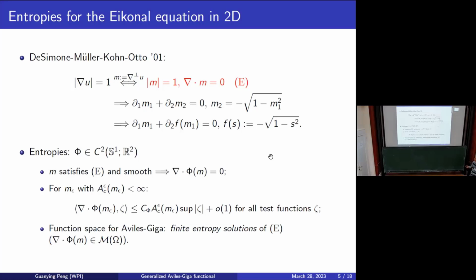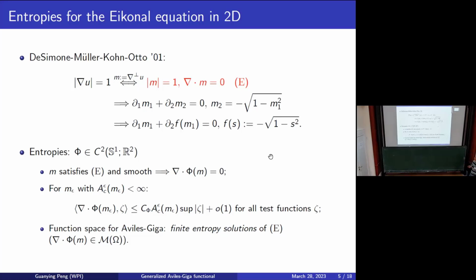The first important property is similar to what entropies do for scalar conservation laws. Namely, if you take a sufficiently regular solution of the Eikonal equation, say a smooth solution, then the divergence of entropies applied to M is 0. These are called entropy productions.